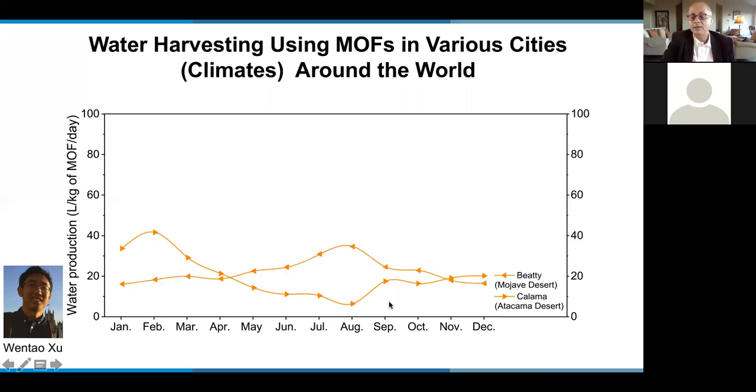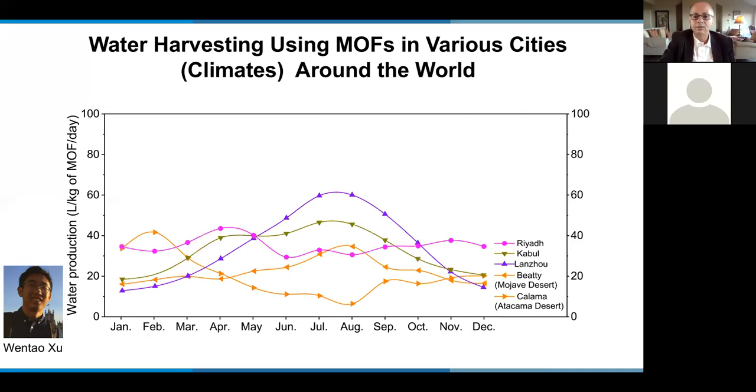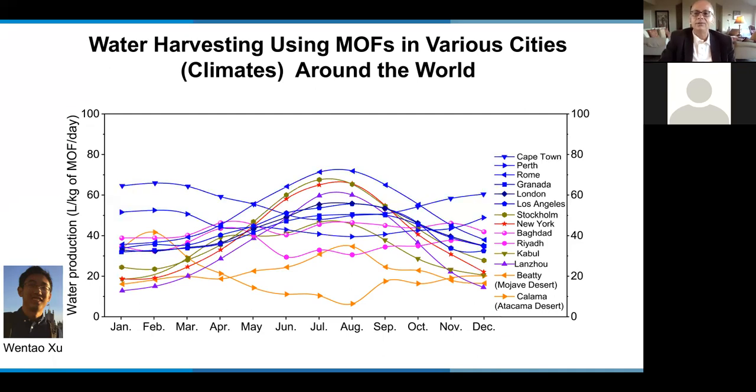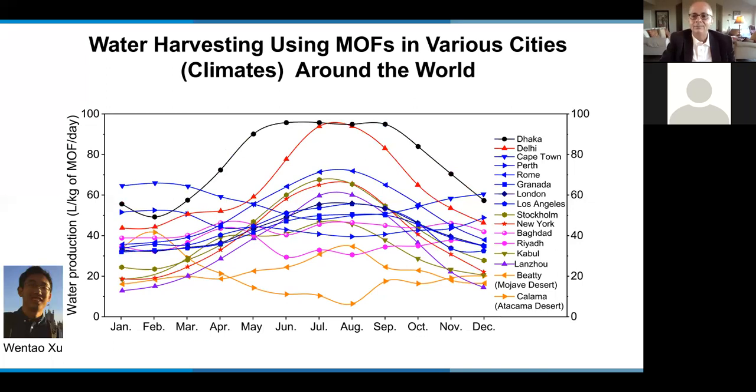This is the Mojave Desert. This experiment was already done. Lanzhou, Kabul, Riyadh. You can see that even in Riyadh, a dry environment, you can harvest close to 40 liters per kilogram of MOF per day. Baghdad, New York, Stockholm, Los Angeles, London, Granada, Rome, Perth, Cape Town, Delhi.